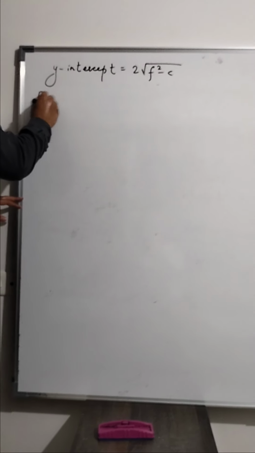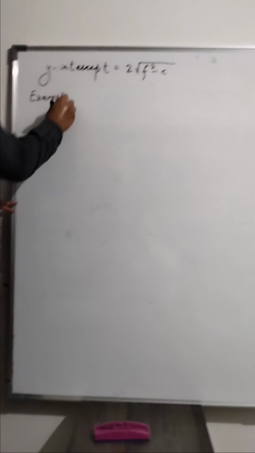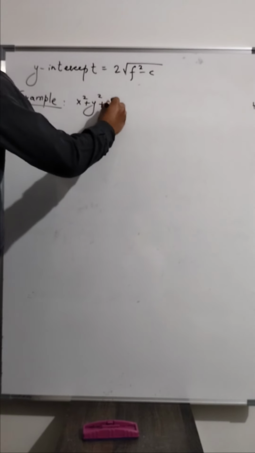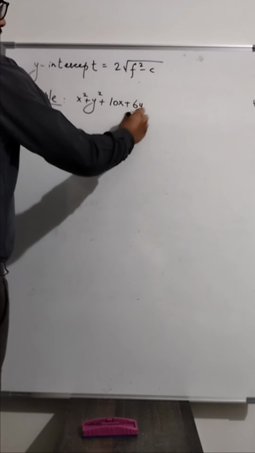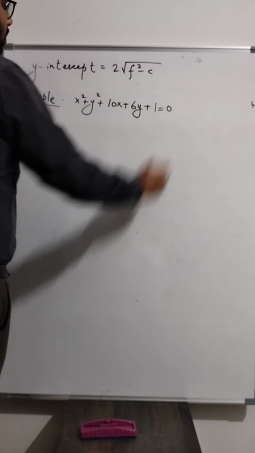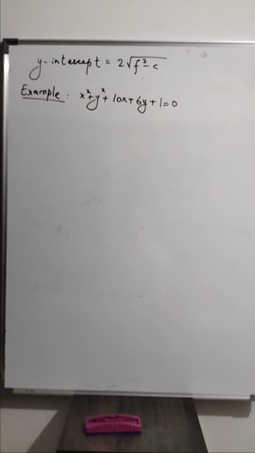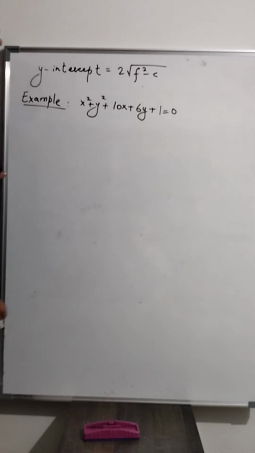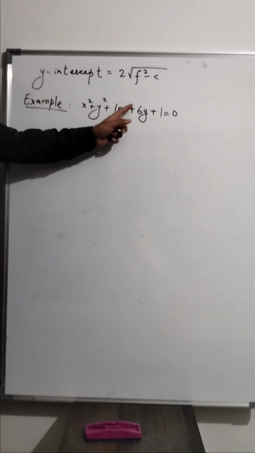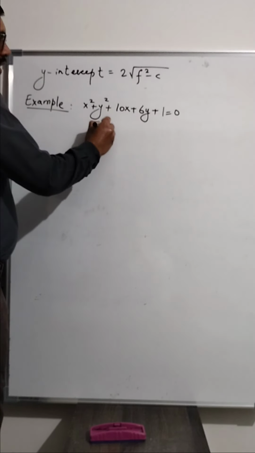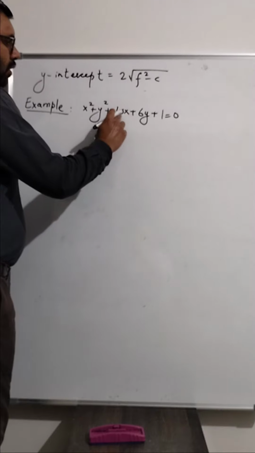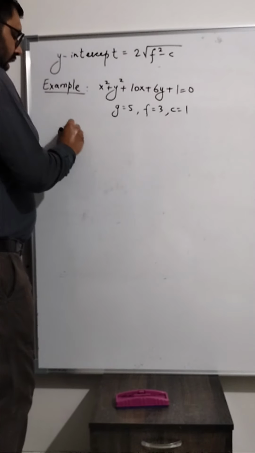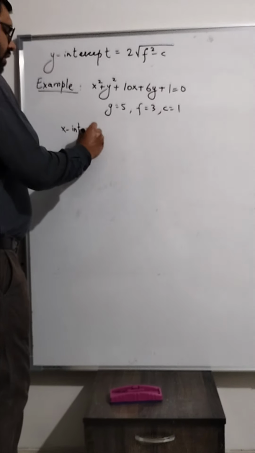Okay, now let's take an example on this method. Suppose we are given an equation of a circle in general form x square plus y square plus 10x plus 6y plus 1 equal to 0, and x-intercept and y-intercept are asked in the question. So first of all, we will try to find the values of g, f and c by comparing with the general form. So g will be equal to 5 because this is 2g, f is equal to 3 and c is equal to 1. And now we apply the formula for x-intercept and y-intercept.